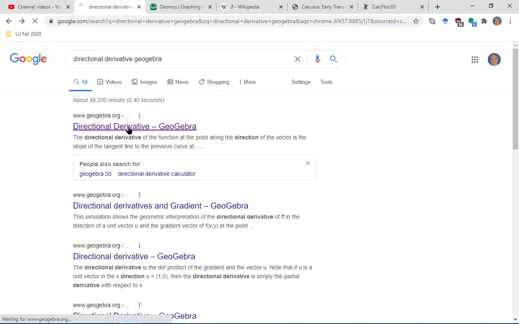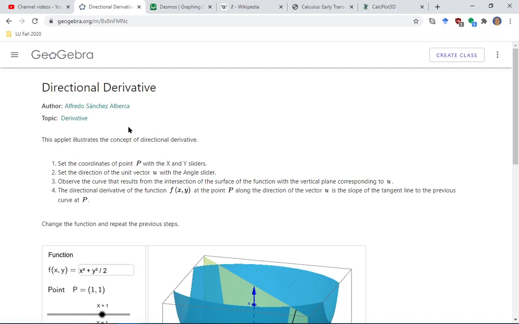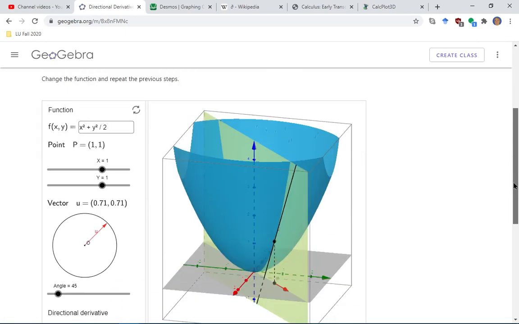Let's go to this page by Alfredo Alberca. On this app, you see a function in this box. You can go ahead and type pretty much any reasonable function here. The graph of that is this blue surface that you see here. We want to study the directional derivative for this situation.